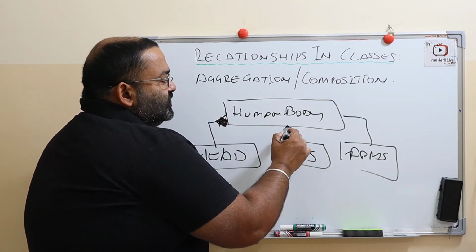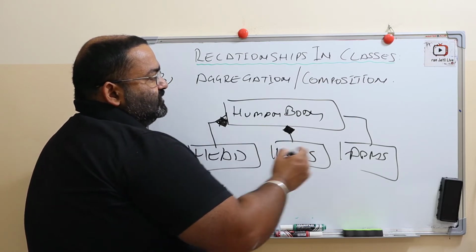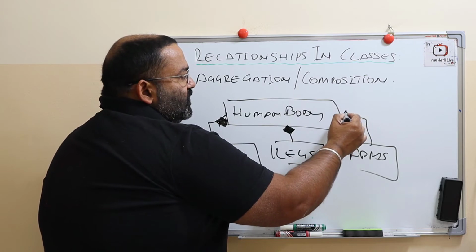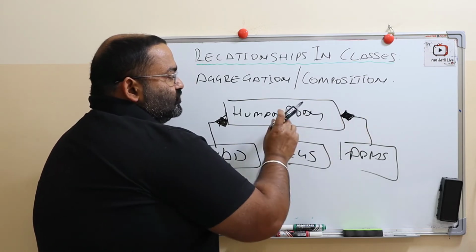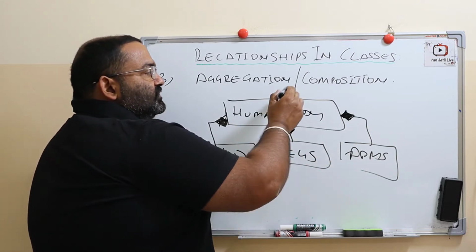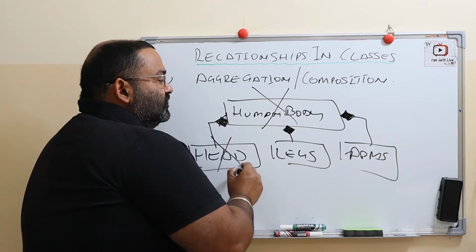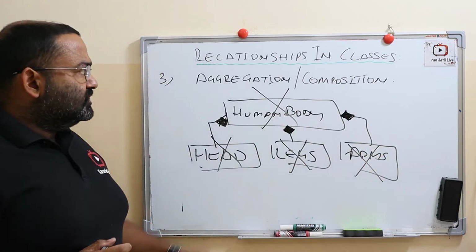Okay, so this is a case of strong dependency. It means that if the container class, so the human body, which is the container of head, legs and arms, dies, they die with it. Okay, so what is this?